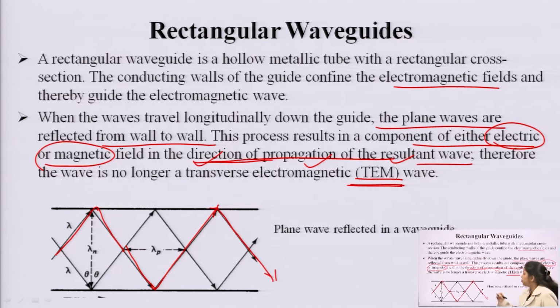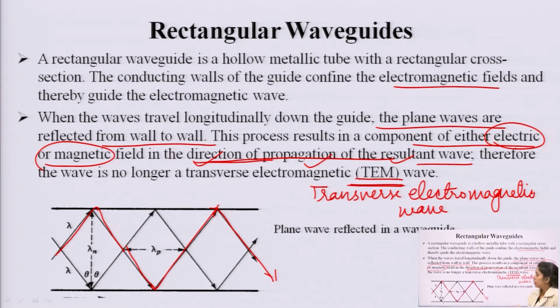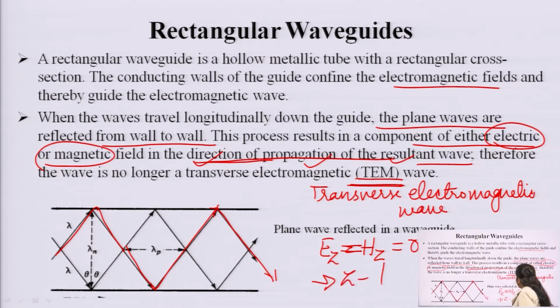TEM stands for transverse electromagnetic wave. And in the case of a TEM, we have both Ez and Hz equal to 0 in the z direction, which is the direction of propagation of the wave. In the TEM mode, what is going to happen? In the direction of propagation of the wave, the electric and magnetic components both are 0.